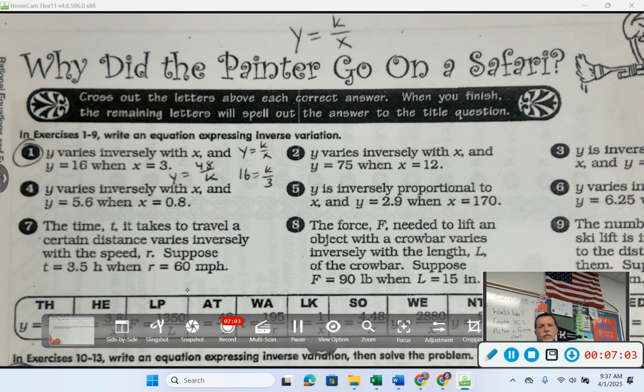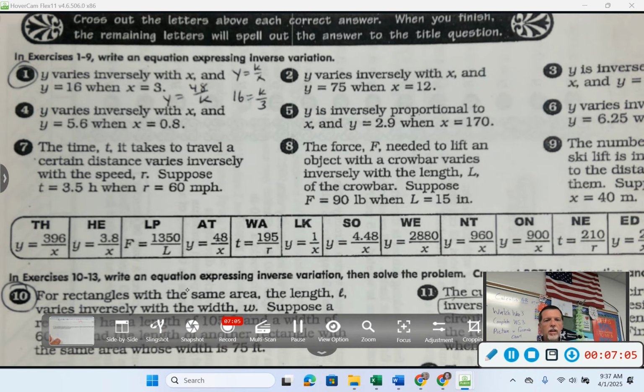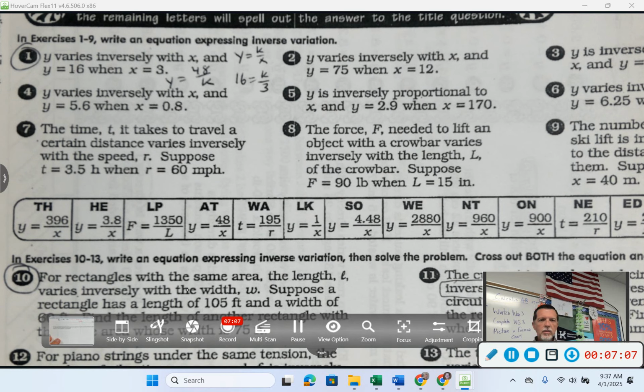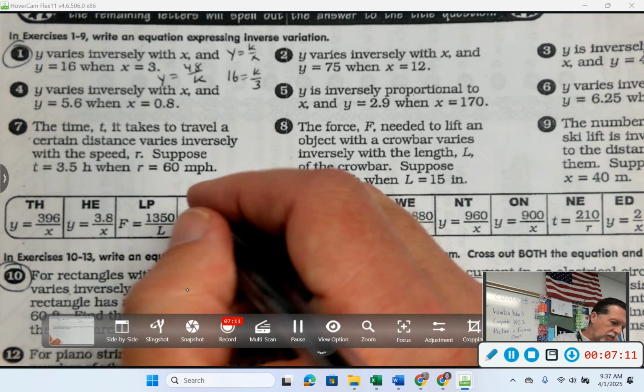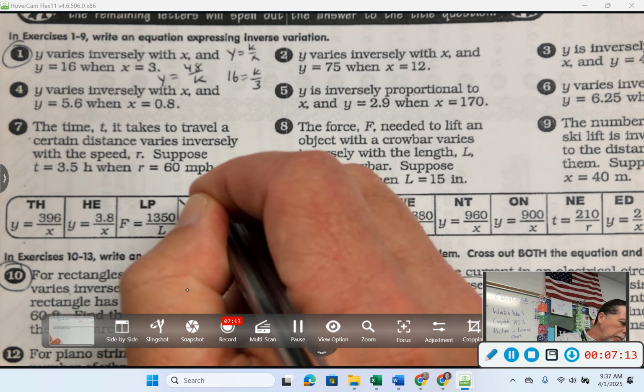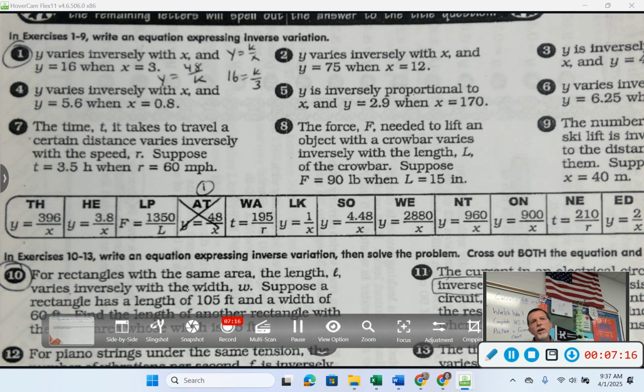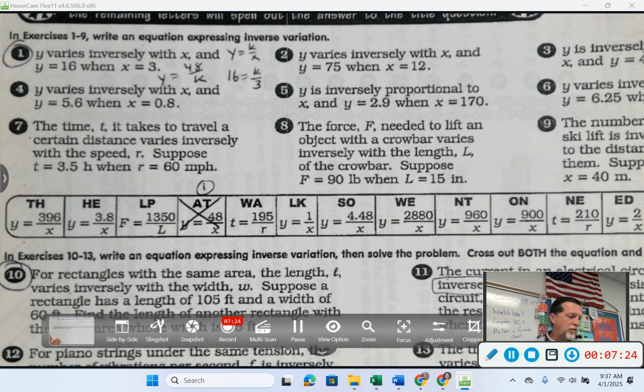And then we look for that equation. Y equals 48 over x, which is this AT equation. I'm going to label it 1. You don't have to, but if you mess up and your answer doesn't make sense, you know you made a mistake somewhere, and it'll be easier to find if you label them as you go. So that was question 1. We marked that one out.